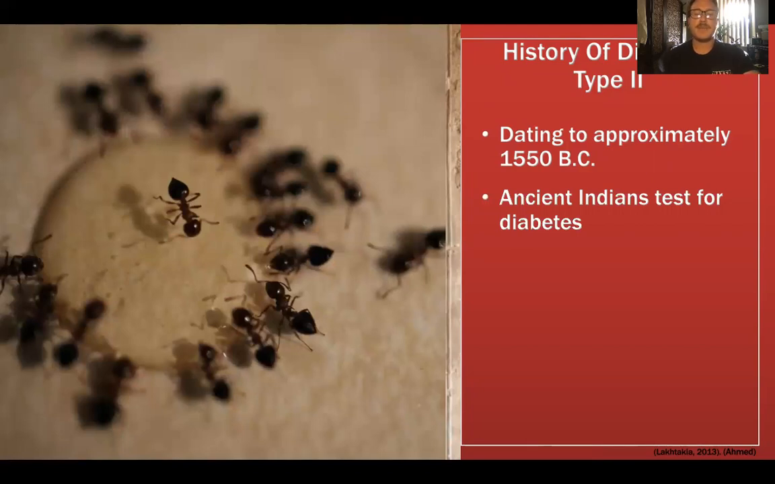They tested for diabetes, which they called honey urine, and this was to determine if ants were attracted to a person's urine. This is due to high elevation of glucose in the blood, which also means high glucose in urine, and so your urine smells and tastes sweet to the ants.